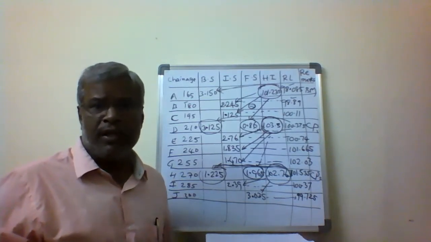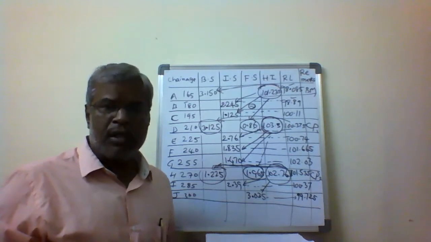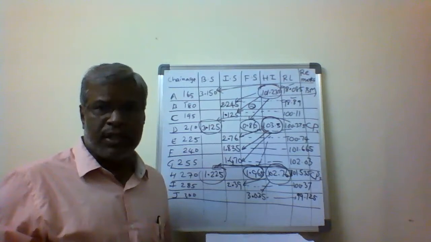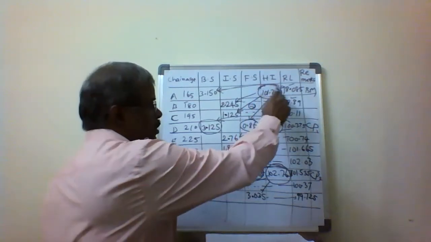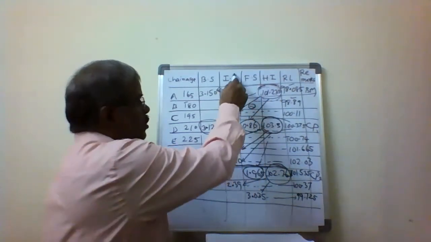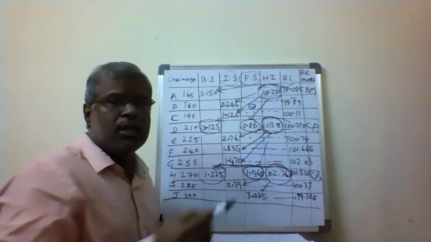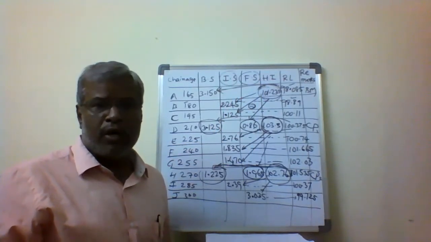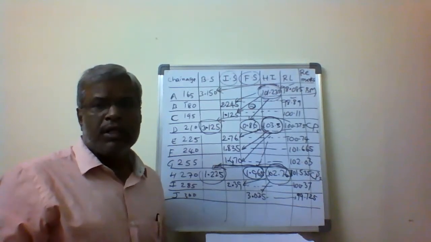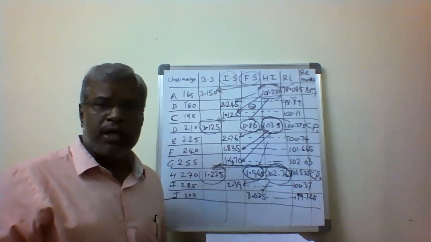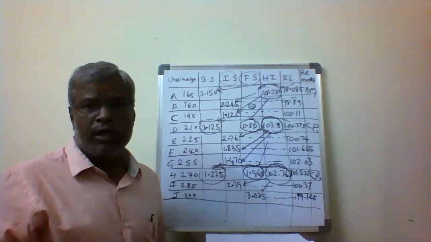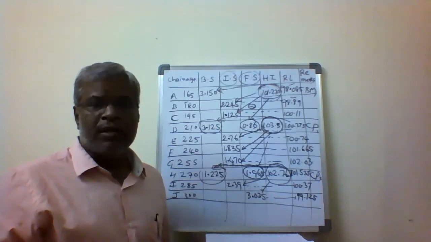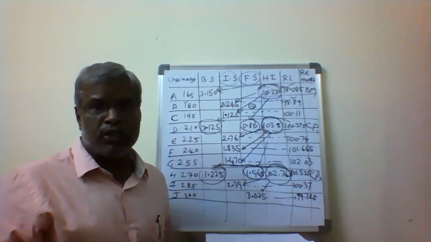Reduced levels are calculated by using the height of the instrument. The height of the instrument means the known elevation plus the backsight reading. From the height of the instrument, for the intermediate sight or the foresight, whatever the staff reading is, if it is an intermediate sight, it is subtracted from the height of the instrument. We are able to get the elevation of that point. Similarly, the height of the instrument minus the foresight gives the elevation of that particular point. This is the method we use to calculate the elevation of the points. We call it the height of instrument method.